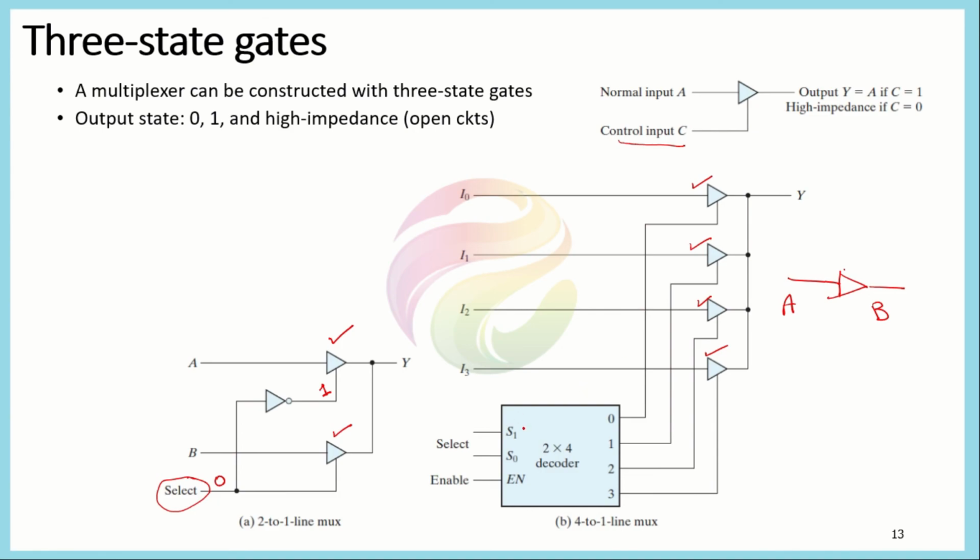Say we choose S1 equal to 1 and S0 equal to 0. In this case, this output would be selected. The control value of this gate would be equal to 1, while the others would be equal to 0. So in this case, Y is equal to I2. In this way, the whole system behaves just like a 4 to 1 line multiplexer.